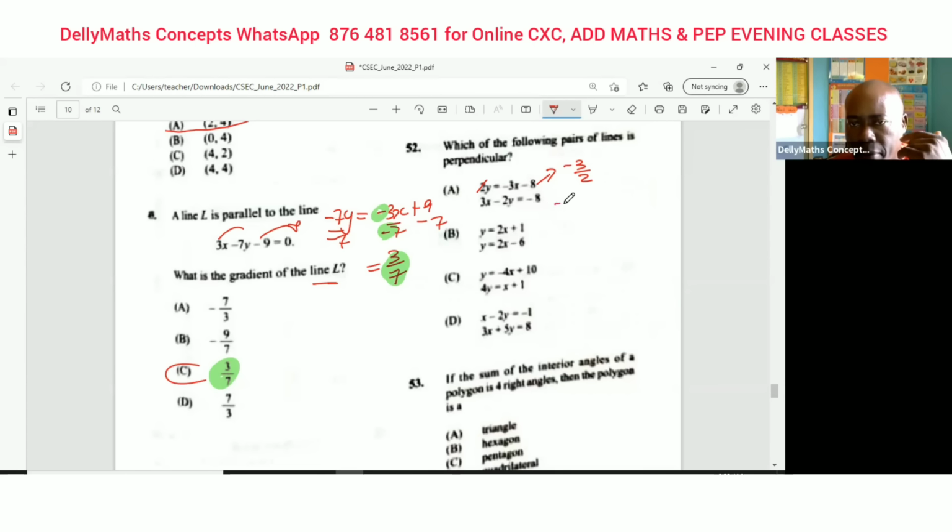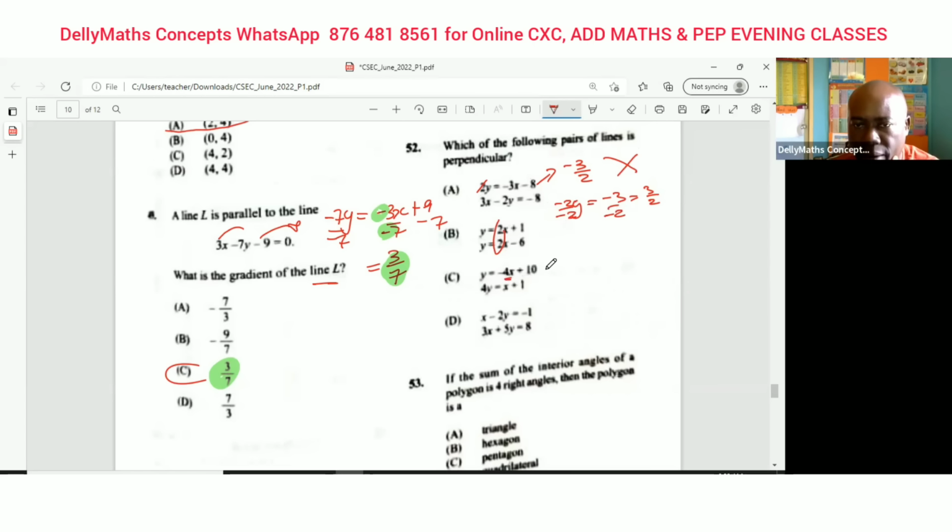So I'm looking at negative 2y. This is going to equal negative 3. And then I'm going to divide by negative 2, divide by negative 2. So this one is positive 3 over 2. All right. But I'm still getting 3 over 2. So this doesn't work. These two are parallel, not going to work. All right. So let's check out this one.